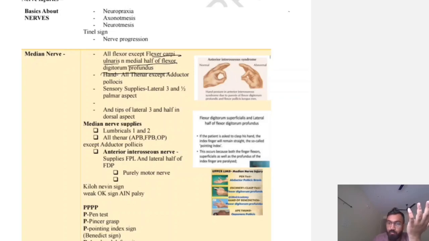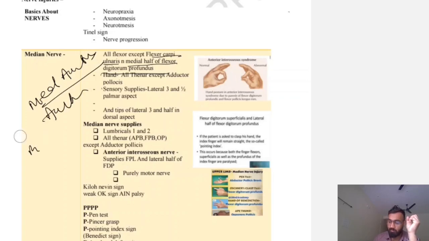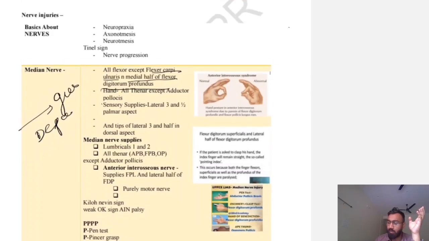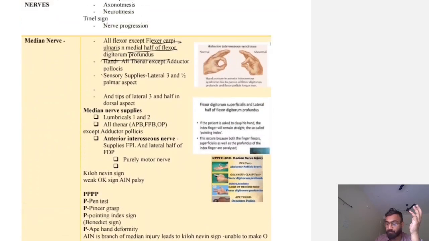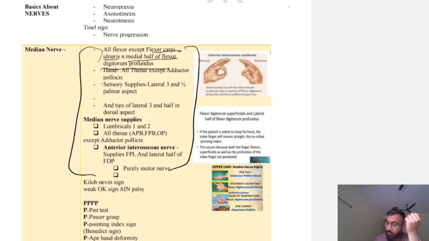Okay, now we have one more branch of the median nerve, that is the anterior interosseous nerve. Because when God was making humans, the median nerve had too much work, so He made the anterior interosseous nerve. It is a branch of the median nerve and God said to it, you just have to go deep, you have to supply the deep compartment of the flexors. So it supplies flexor pollicis longus, and flexor digitorum profundus, lateral aspect. Okay, so we have learned about the nerve supply of the median nerve.